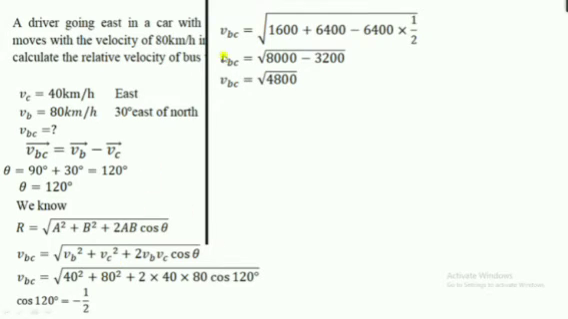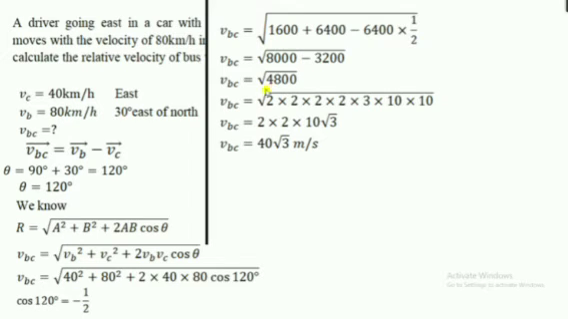So VBC will come as 4800. So now I'll factorize this, and I'll get VBC to be 40 root 3 meter per second. So velocity of bus with respect to car is 40 root 3.